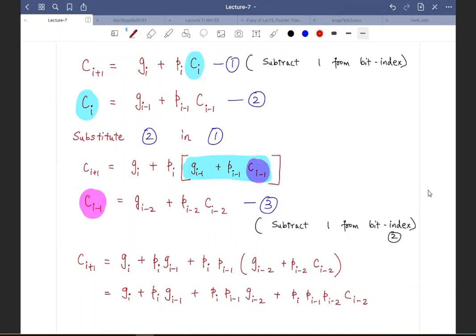The only problem with this expression right here is c sub i minus 2. If I continue to do this expanding, subtracting one from the index, doing a substitution and expanding, I can reach the smallest c. What is the smallest c? The last one should be c sub 0, the initial carry. You're going to have a bunch of terms with g and p that are independent of carry, but only the last term will depend on c sub 0.